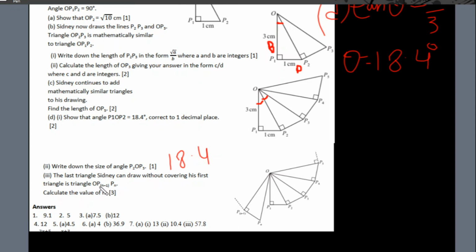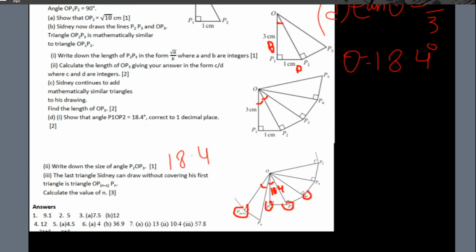Then the last triangle Sydney can draw without covering his first triangle is OPn minus 1 Pn. Calculate the value of n. So what will be the value of n? We started from P1, then P2, then P3, and so on, and we know this angle is 18.4, or rather 18.43494. That value is still in my calculator.